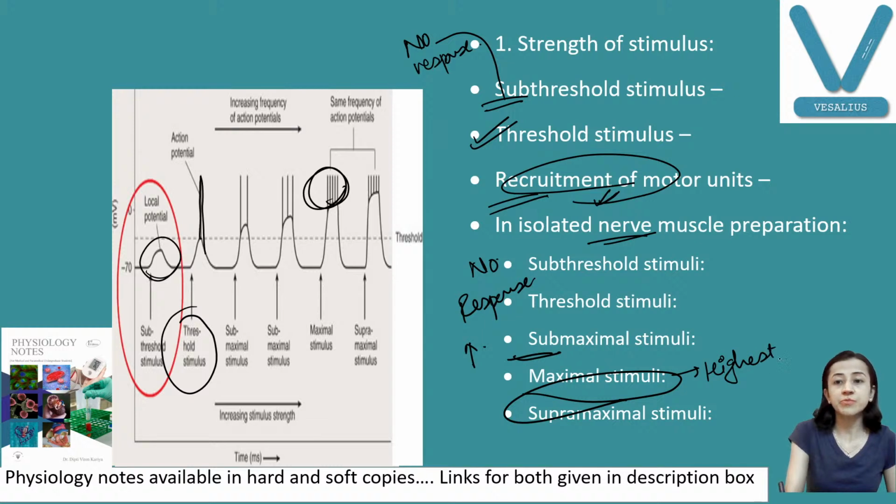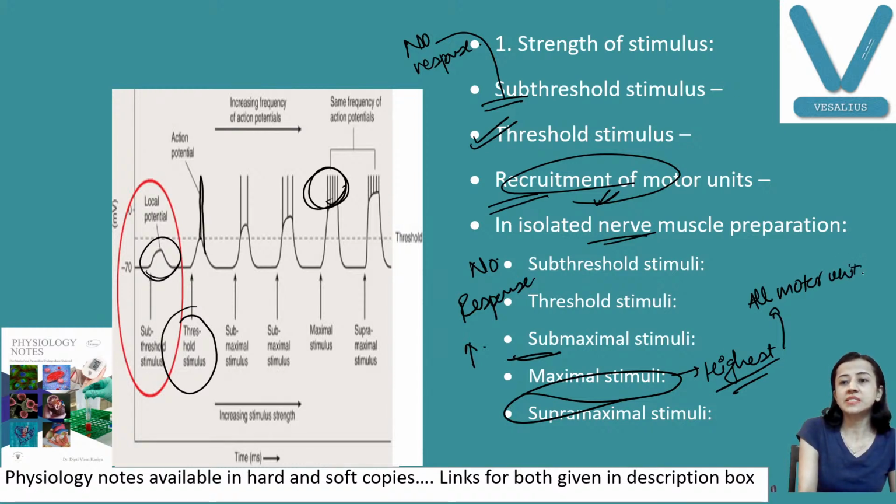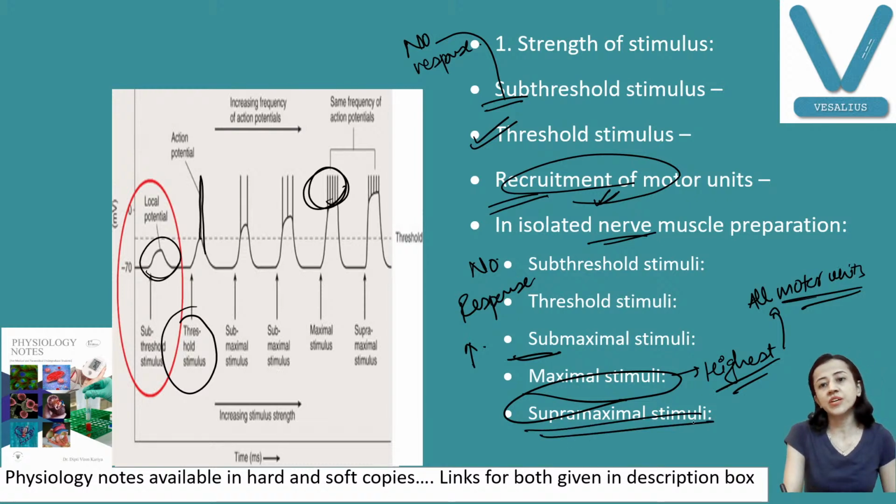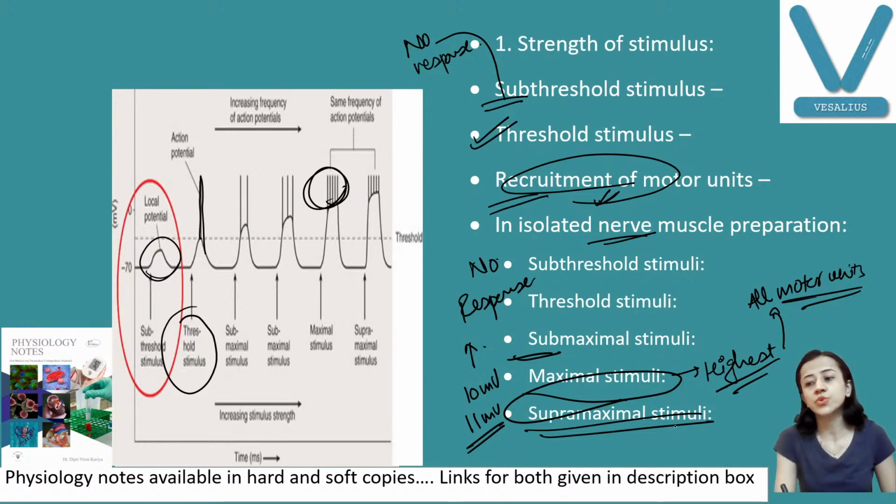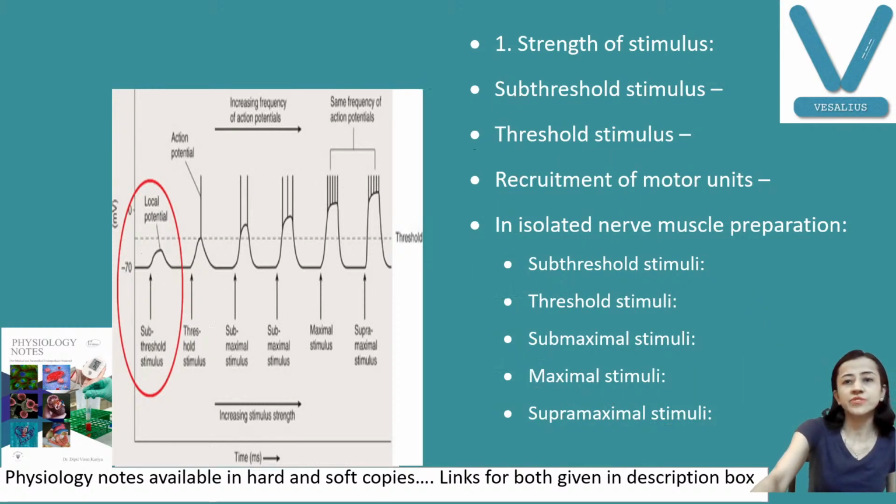Okay, why highest? Because all the motor units are recruited. All motor units in the muscles are now used up. So now when you are increasing the strength more than maximal, suppose if your maximal strength of stimulus is 10 millivolt, okay, now you are increasing to 11 millivolt, supra maximal, but the response will not increase. Why? Because all the motor units are recruited which are there for the muscle contraction required. Okay, so this is the effect of strength of stimulus.